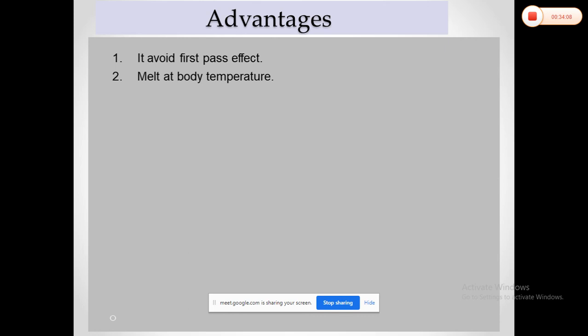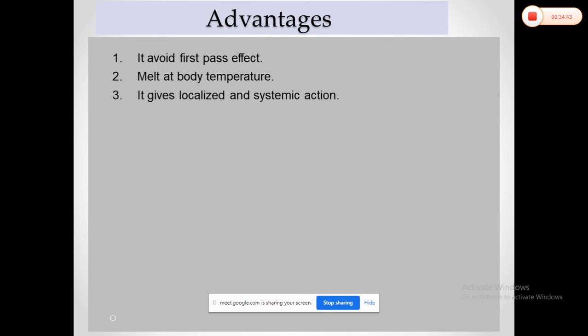So obviously, if we insert it into the rectum, it will avoid the first pass effect. It bypasses the metabolism process, so biotransformation in the liver can be avoided after rectal absorption. Then it melts at body temperature, so it can release the medicament. That is the main point: once you insert it into the body cavity, it melts at body temperature and releases your medicament properly.